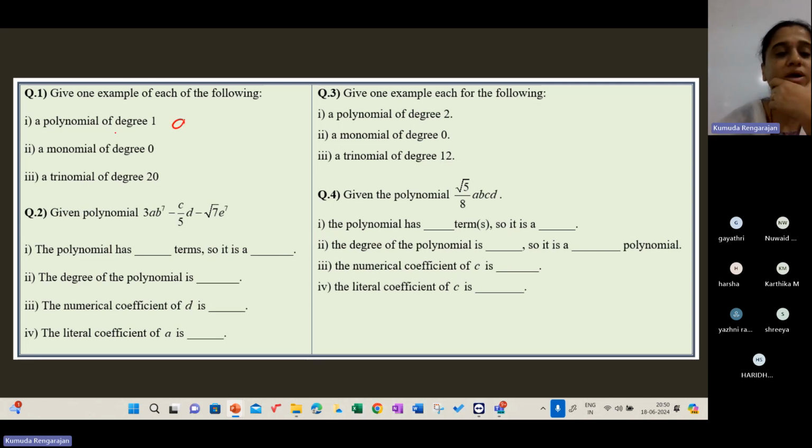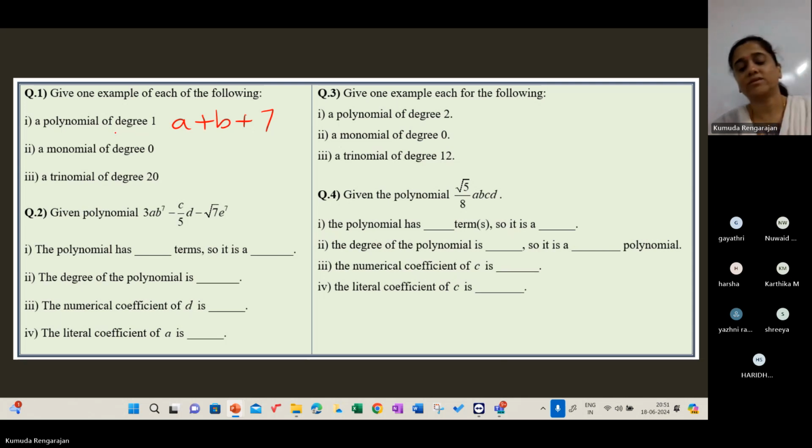Now, is this a polynomial of degree 1? No, ma'am. Why no? Yes, it is. The power is 1. So the highest power is 1. So the degree is 1. And this is a polynomial of degree 1.